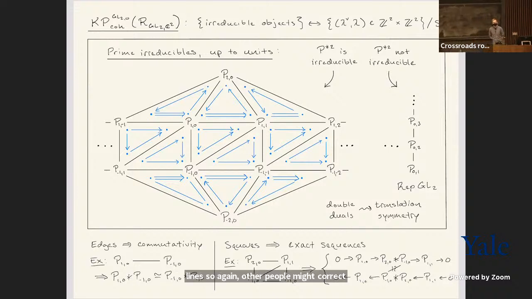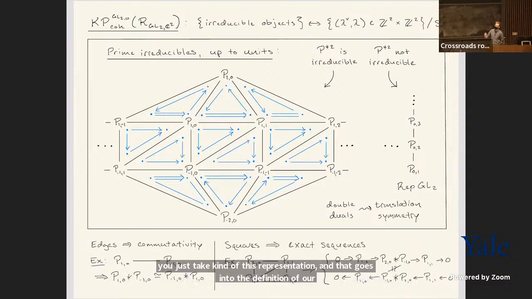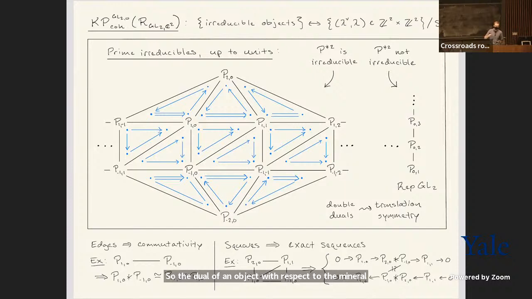Right. I wanted to ask again. You said something about double duals. Somehow I thought that you see Donaldson-Thomas transformations if you just take this representation and that goes into the definition of... Oh no, sorry. I mean double duals. This monoidal product is not a symmetric monoidal product. So the dual of an object with respect to the monoidal structure, the left and right duals don't necessarily agree. That's another way of saying it.